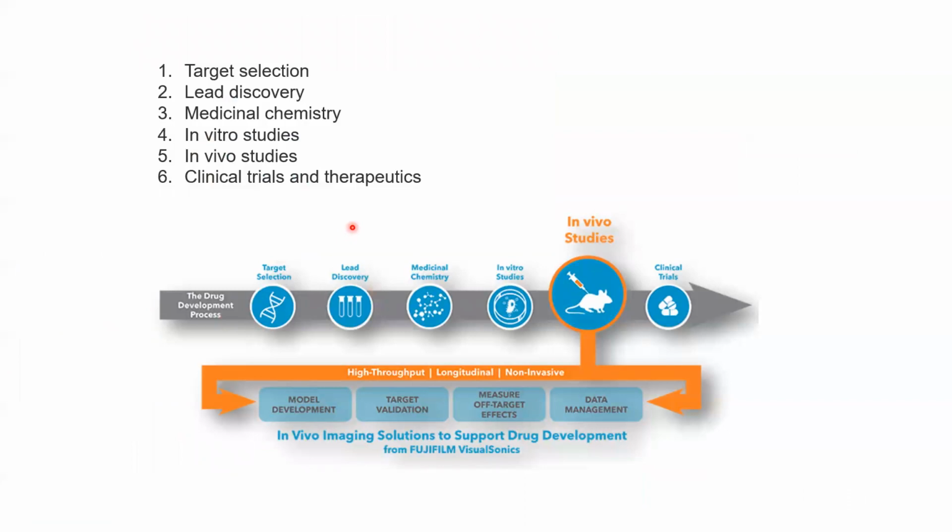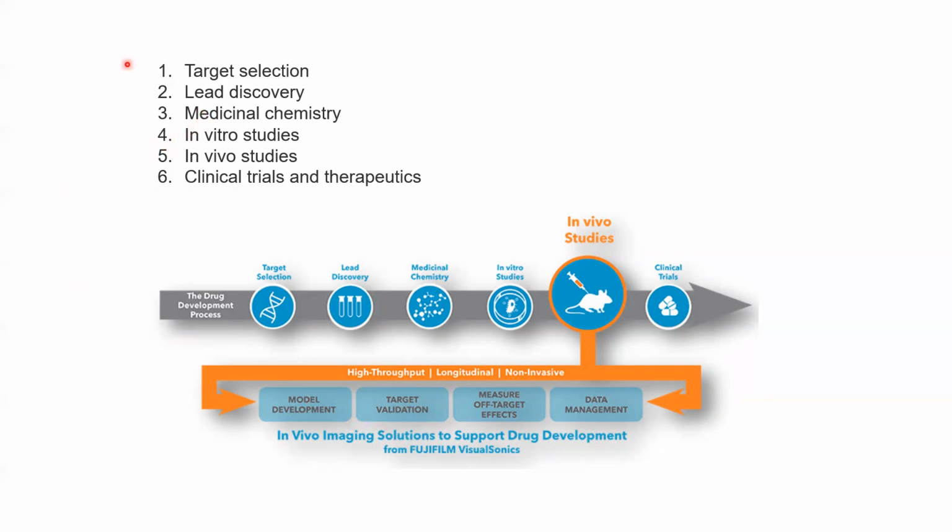So there are 6 different stages in drug discovery. The first stage is the target selection stage. The second stage is the lead discovery stage. The third stage is the medicinal chemistry stage. The fourth stage is in vitro studies. The fifth stage is in vivo studies. And the sixth stage is the clinical trials and therapeutics.